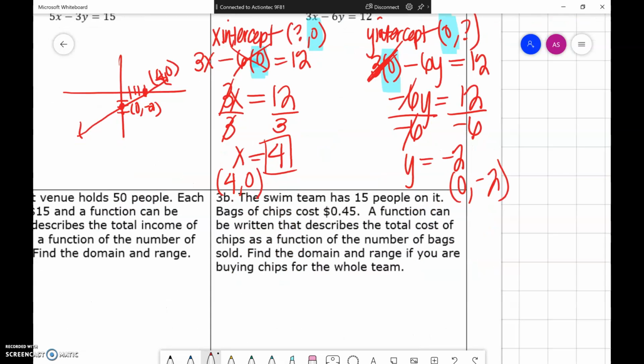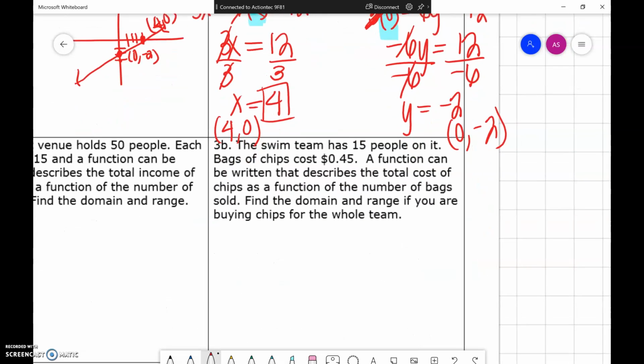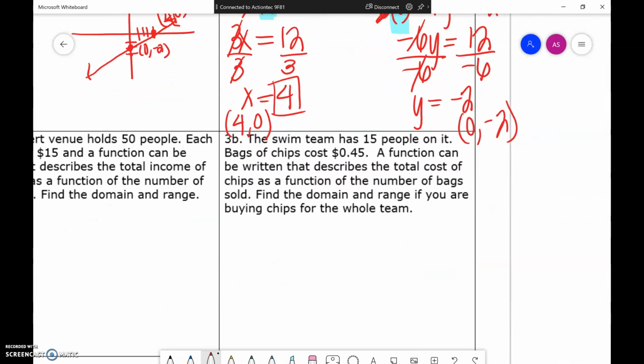All right, let's go to 3B. We got a word problem here. So you want to make sure that you're reading it. I know a lot of students, they say, oh, we don't want to read. We're just going to pick anything. Just read it, and I promise you it's not that bad.